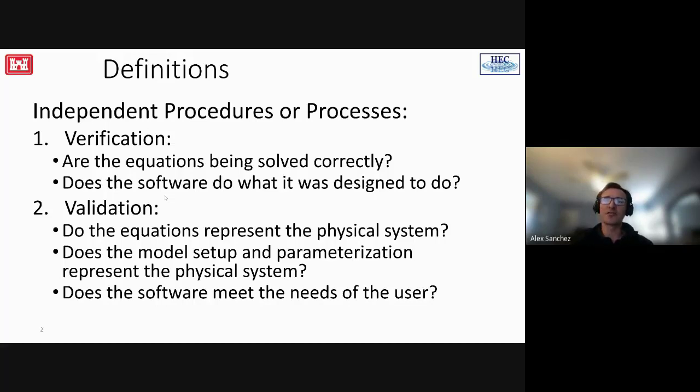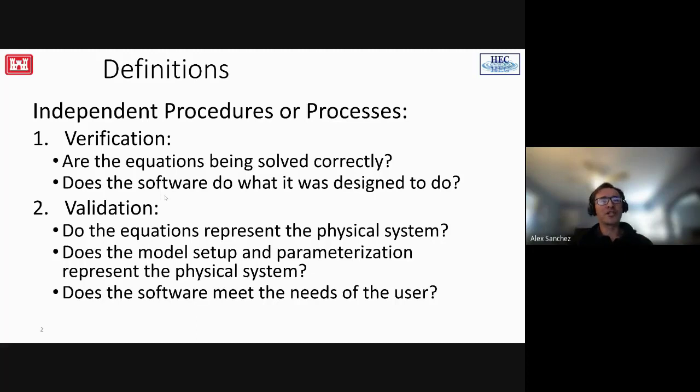Validation is also, does the software meet the needs of the user? That's another way of looking at it. Does it have all the features and capabilities that you need for a project? You can validate a model for a field application, and if you don't have a specific feature, let's say levee breaching, you won't be able to model that application properly. So by doing that study, you're validating that the capabilities that your modeling system has are sufficient to represent that physical system.